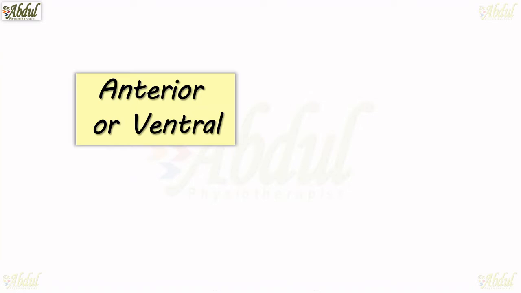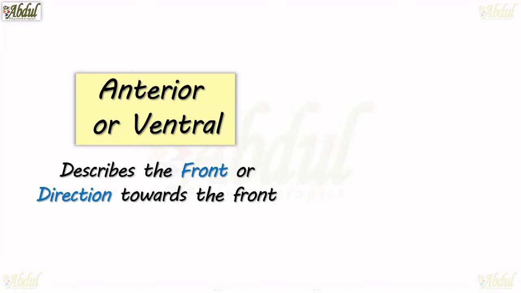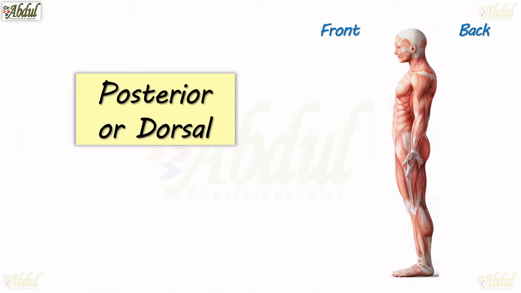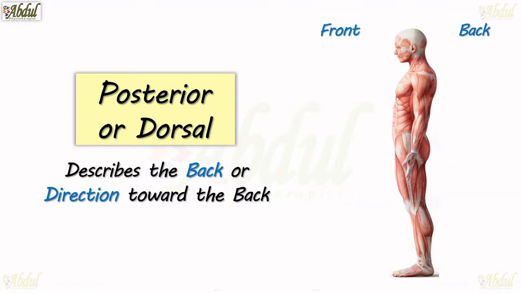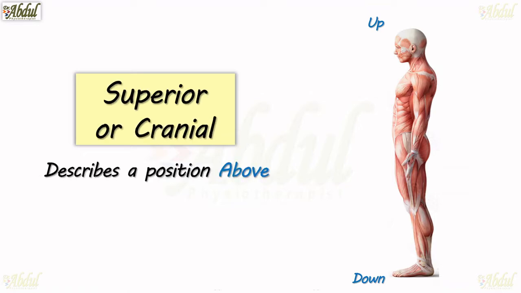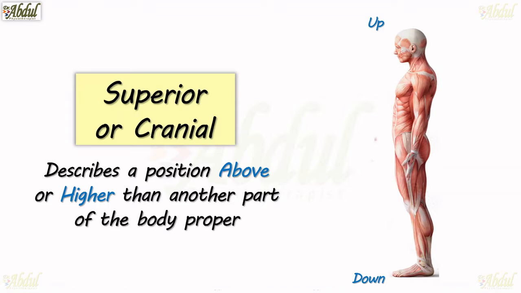Anterior or ventral describes the front or direction towards the front of the human body. As you can see in the diagram, this is anterior. Posterior or dorsal describes the back or direction towards the back of the body. So this is posterior. Superior or cranial describes the position above or higher than another part of the body proper. As you can see in the diagram, this is towards the cranial, called superior.